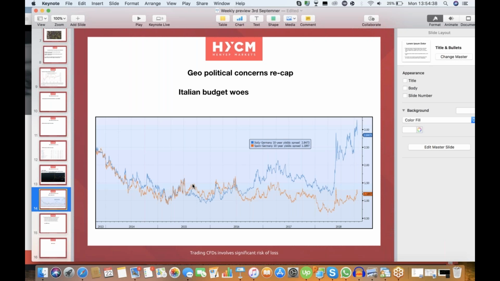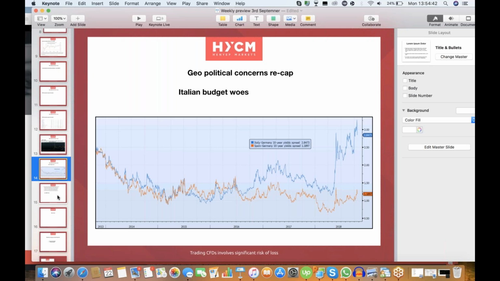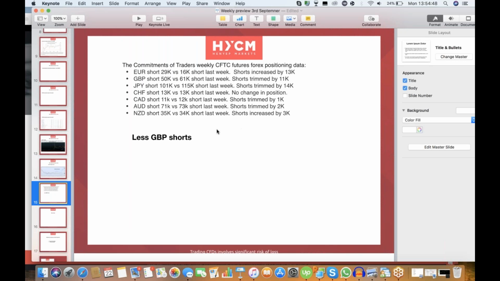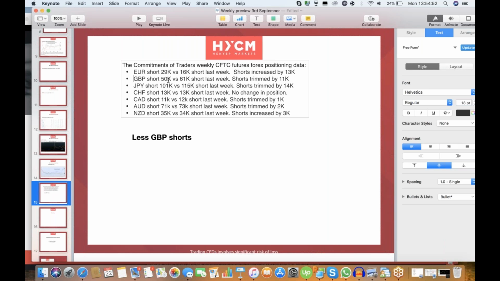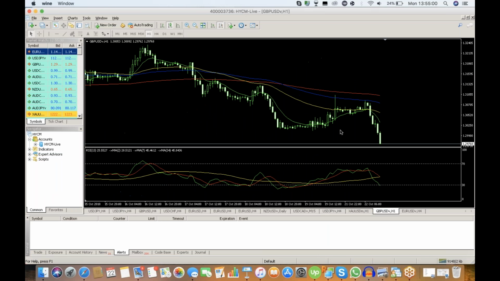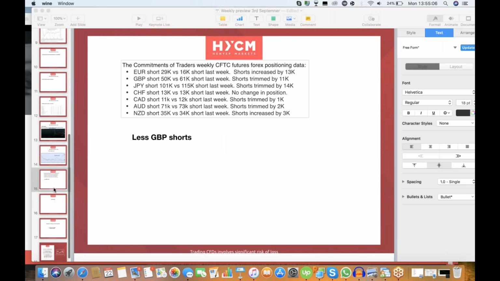So that sort of negative sentiment has been entering the markets, countering a little bit of the risk on sentiment that we have. Commitment of traders report, there's nothing particularly to mention here, just there are fewer pound shorts in the market than there have been, and of course some of those shorts are now being added to. You can just see the pound is still falling on the back of that sentiment.